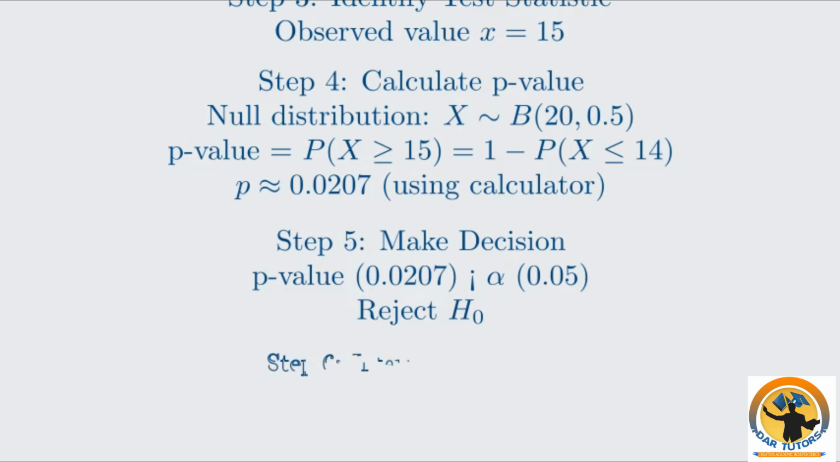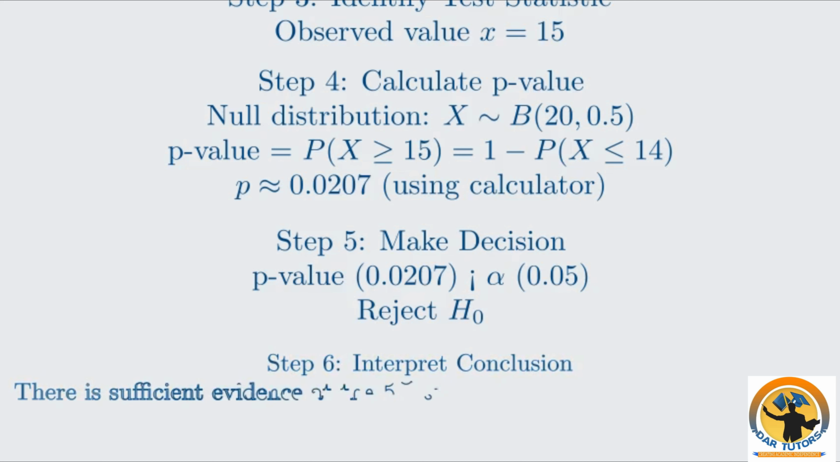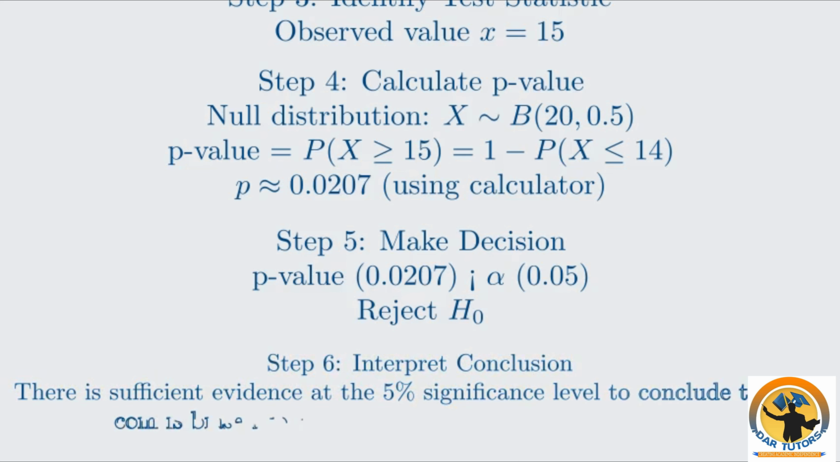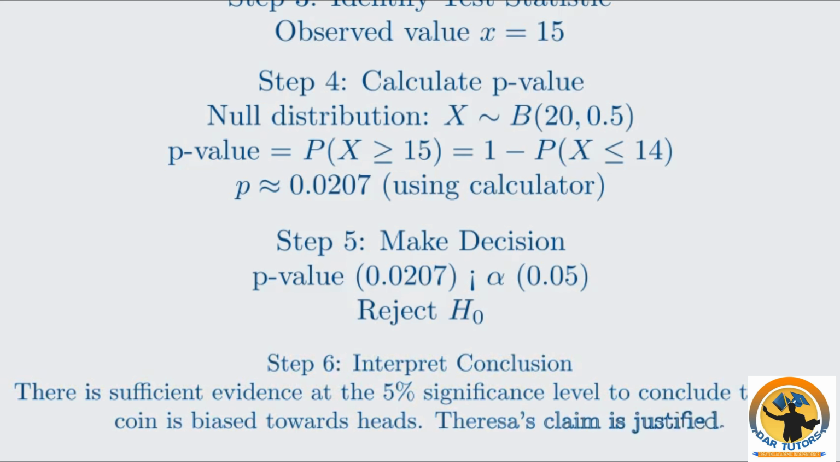Step 6. Interpret the conclusion. Since we rejected the null hypothesis, we accept the alternative. We conclude that there is enough evidence at the 5% significance level to support the claim that the coin is biased towards heads. Teresa's suspicion is justified.